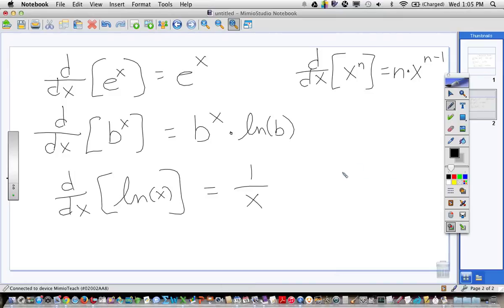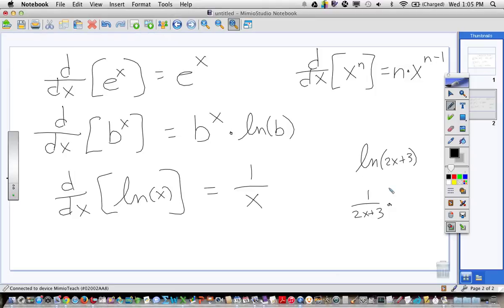Okay, so let's do an example. Let's say we had the derivative of ln of 2x plus 3, and we want to do the derivative of that. So here's how you use these rules. They're like a formula almost. You look at here and you say, where the x is right here, I have a 2x plus 3. So where the x is here, I put a 2x plus 3. So this would be 1 over 2x plus 3.